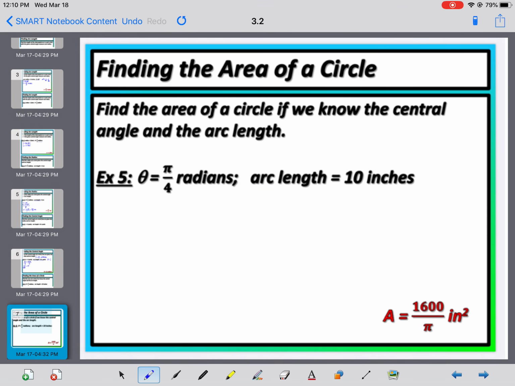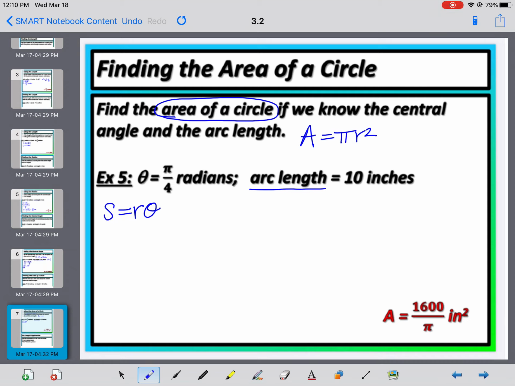Now pay attention to what you're being asked for. It says find the area of a circle. So for area of a circle, we have to pull from prior knowledge and know that our formula for that is pi r squared. The first thing that we have to do is look at the information that we're given. They're giving us arc length. So the first thing we have to do is use S equals R times theta, because we have to fit in the given information. So I need to say that 10 equals R times pi over 4.